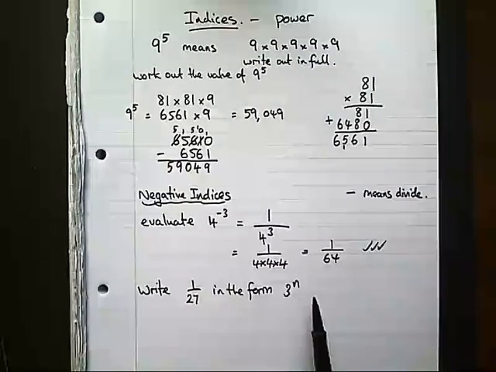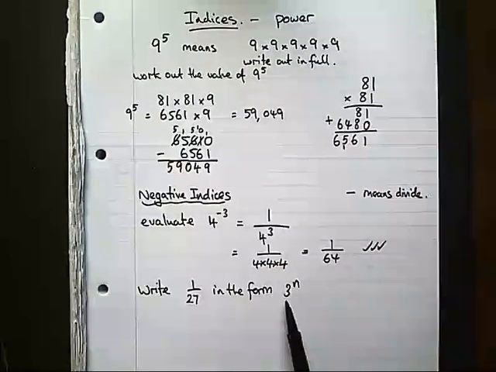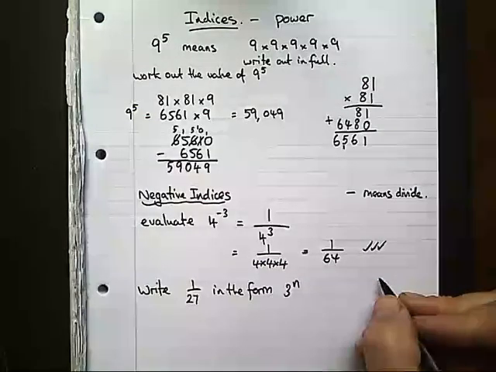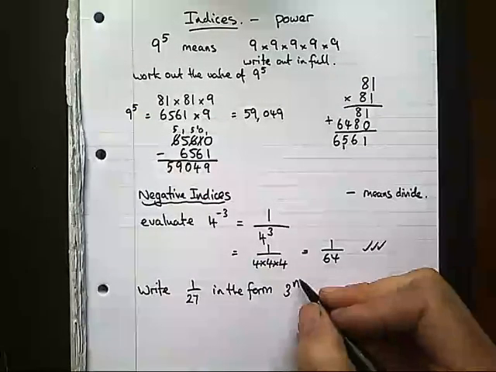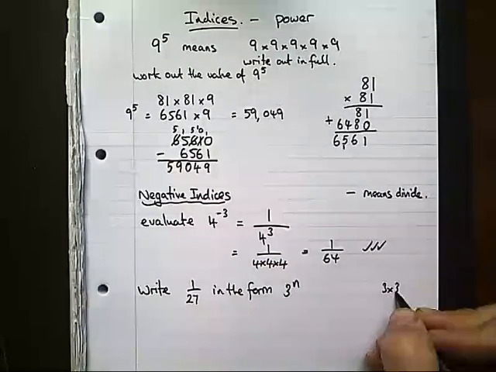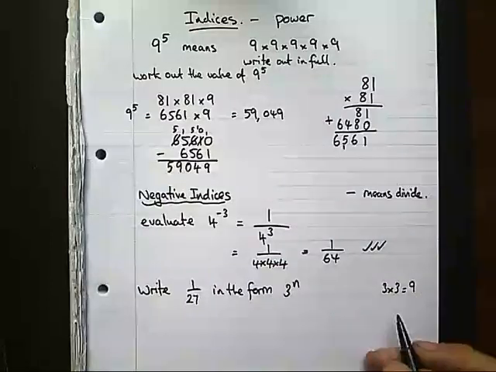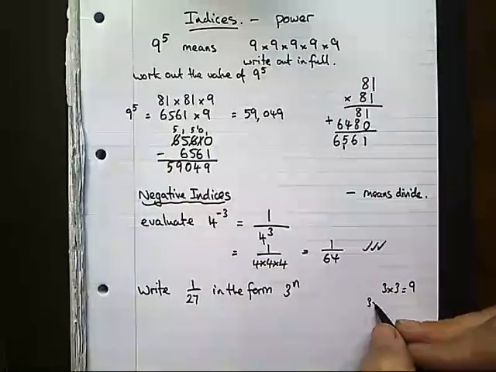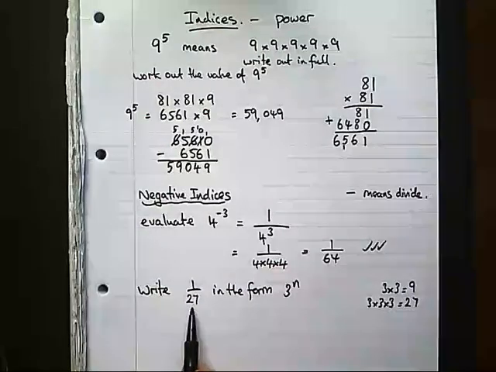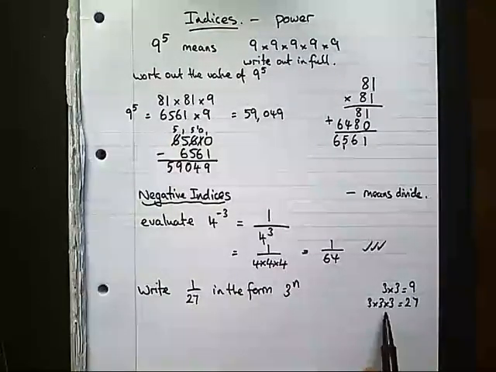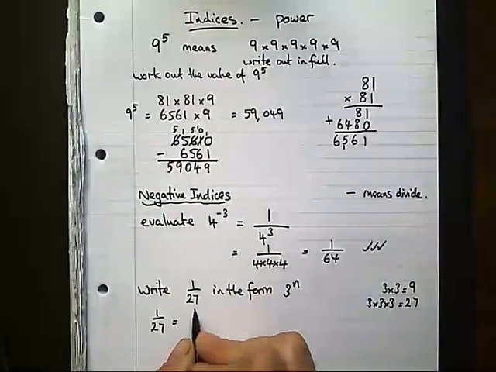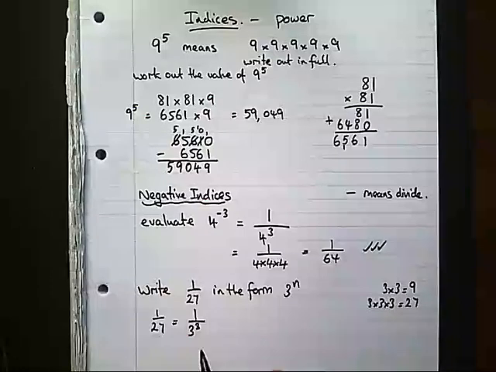So how many times do I have to times 3 by itself to get 27? So let's have a look. 3 times 1 is 3, so the power is not 1, because it needs to be 27. 3 times 3 equals 9, so it's not 3 squared. 3 times 3 times 3 equals 27. So 27 can be written as 3 cubed. So 1 over 27 equals 1 over 3 cubed.